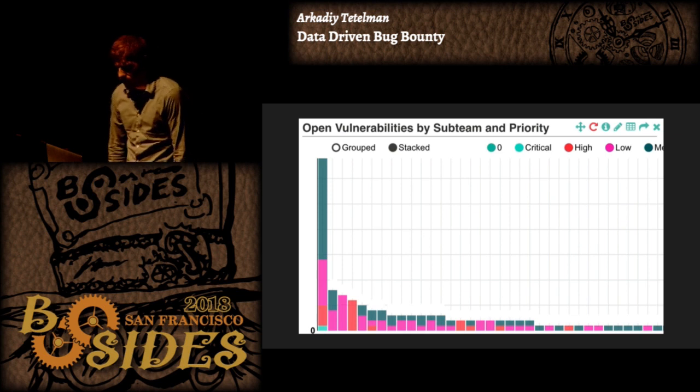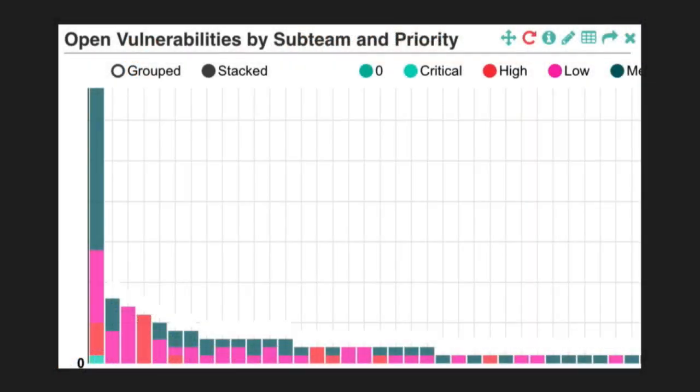This is another great graph. The x-axis here represents individual subteams this time. So every bar is a subteam. It's a stacked bar chart, which means that within the bars, the different colors represent volume of vulnerabilities by priority, so critical, high, medium, low. And the y-axis is count, so it's the number of open vulnerabilities by subteam and priority.